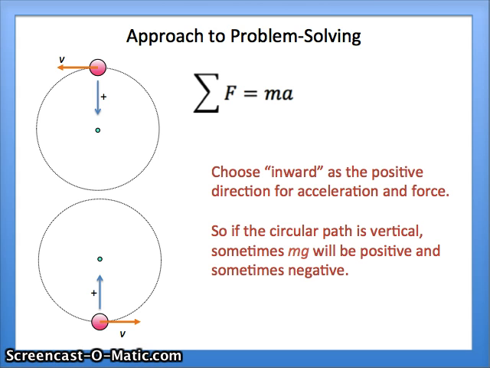So, for instance, if we have a situation like this where we have a circular path and the object is at the top of the circular path of a vertical circle, here the gravitational force will be positive. But at the bottom of that circle, your weight force would be considered negative because it's pointing against that inward direction. So inward is going to be our positive direction because that's the direction of the acceleration.